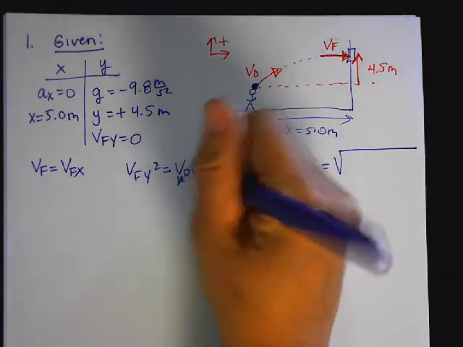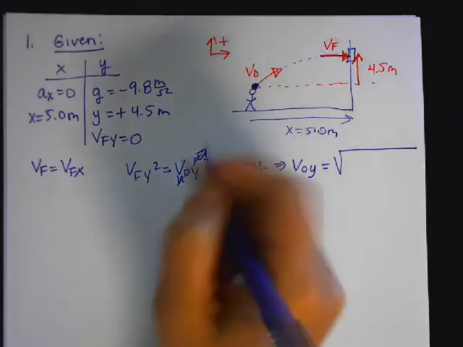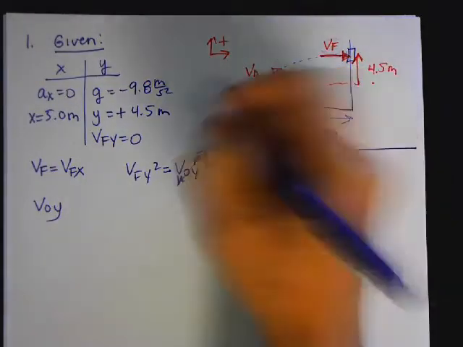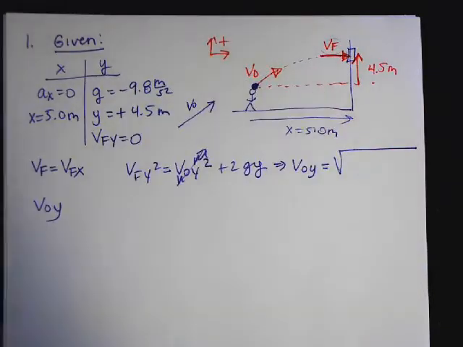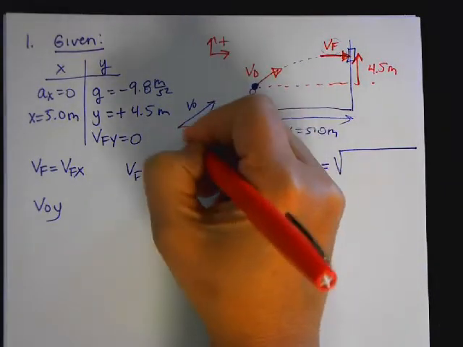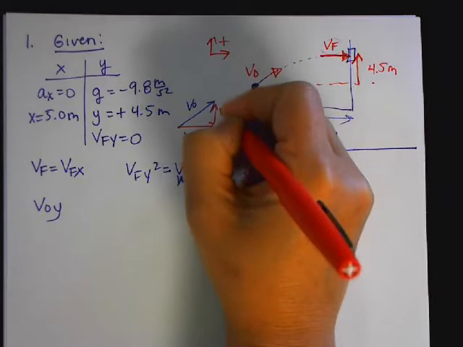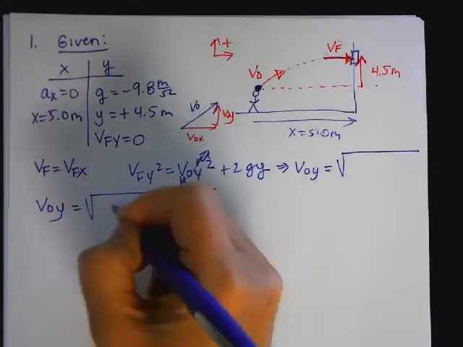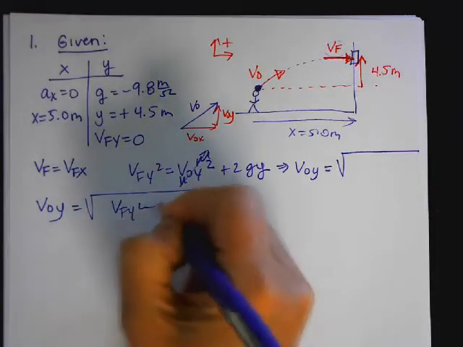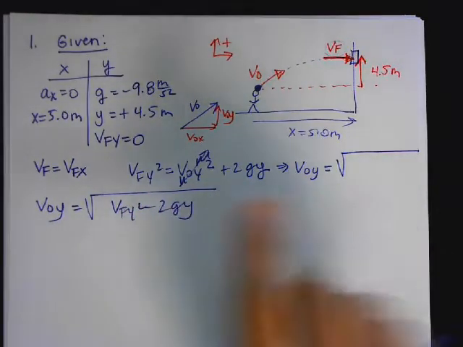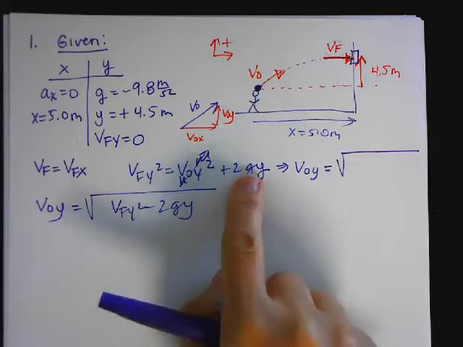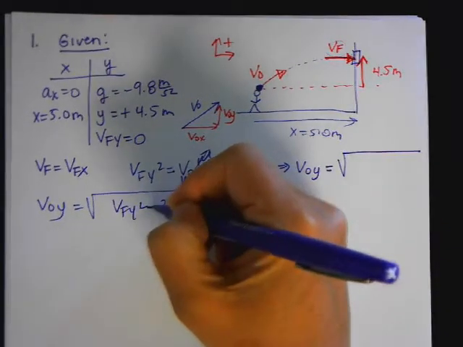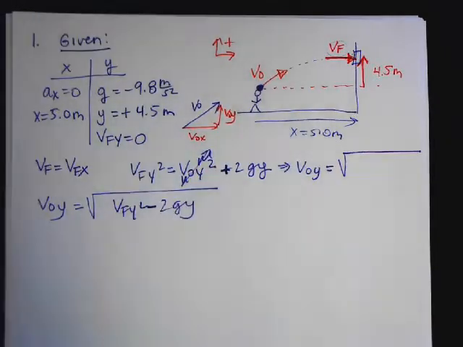Oops, I shouldn't have done that. Sorry. All right, let me rearrange the equation. I'm solving for V naught Y. So over here, this is V naught, and I'm going to have V naught X, and I'm going to have V naught Y. So V naught Y is equal to the square root of VFY squared minus 2GY. So what I did was I subtracted it to the other side, and then I took the square root of both sides.